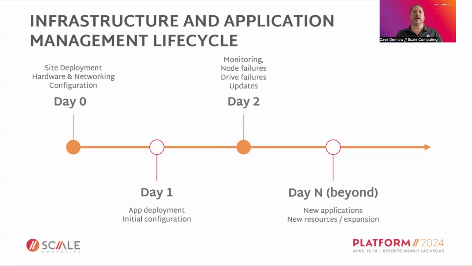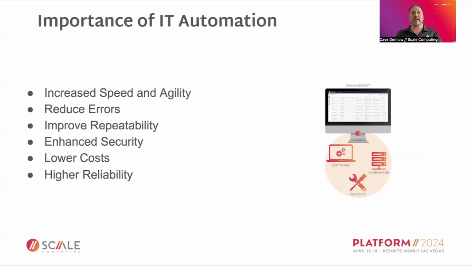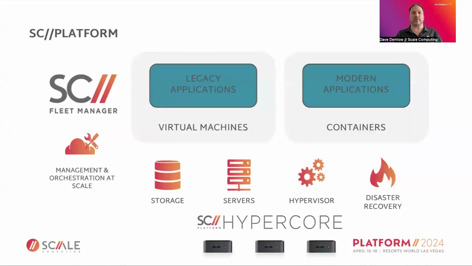So this is all about looking at the entire application lifecycle and taking a look at it in a new way with automation. The reason that it's important is it allows you to increase the speed and agility of not just initial deployment, of deploying new applications, of expanding, making changes to the system, patching, all those kinds of things that require testing and thought, being able to standardize those and do those in a much more repeatable way, reduce errors, enhance your security posture, and ultimately lower costs and provide higher reliability for the applications that you're providing to your business users.